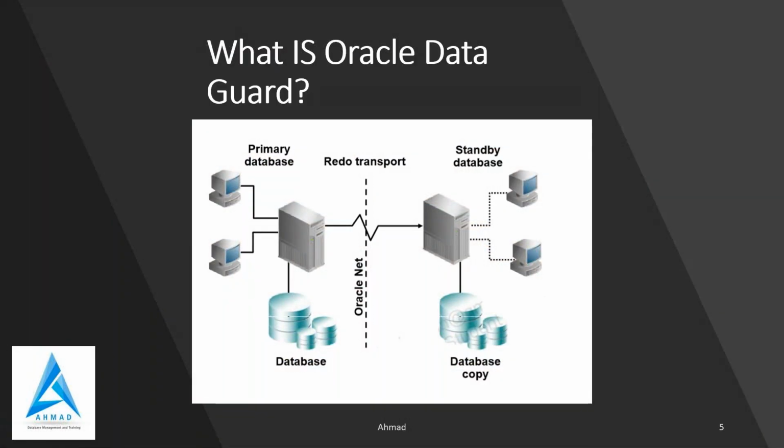Okay, so how will you configure it? If you see this diagram, on one side you have a database and on the other side you have database copies, and between them a network connection is established, and you see redo transport. Whatever standby you configure, you configure it through redo transport, meaning you send the redo to another location, and you can create multiple standby databases. So this is the general diagram of Oracle Data Guard.